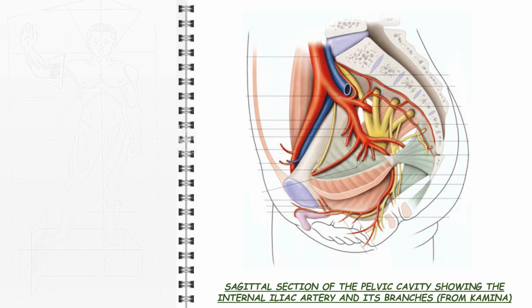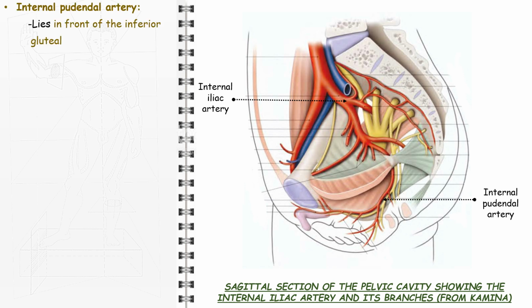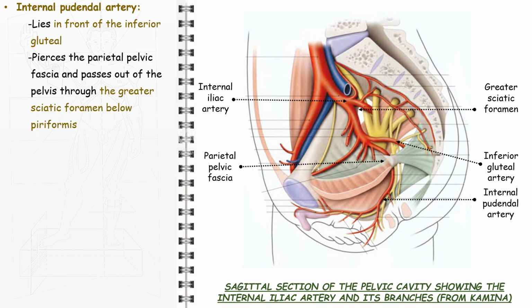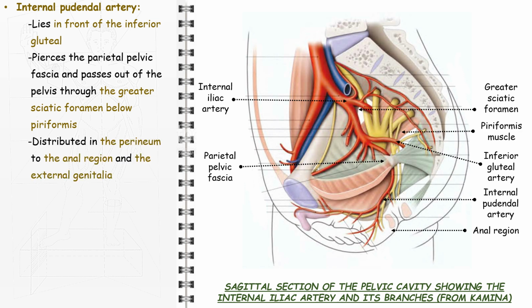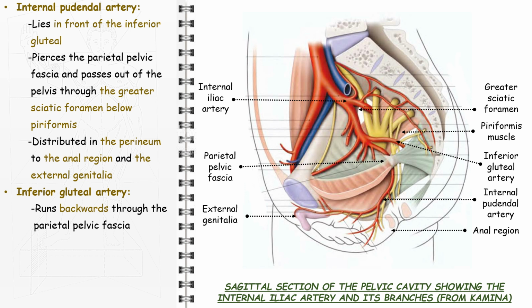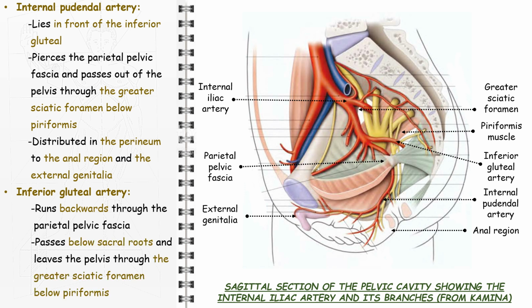The internal pudendal artery lies in front of the inferior gluteal, pierces the parietal pelvic fascia and passes out of the pelvis through the greater sciatic foramen below piriformis. It is distributed in the perineum to the anal region and the external genitalia. The inferior gluteal artery runs backwards through the parietal pelvic fascia, passes below the S1 nerve root or sometimes S2, and leaves the pelvis through the greater sciatic foramen below piriformis, to continue its course in the buttock.